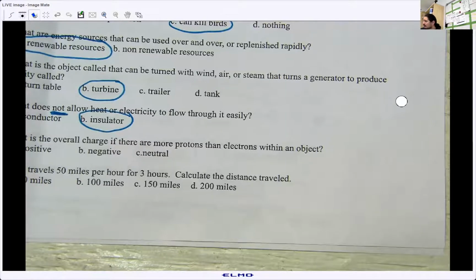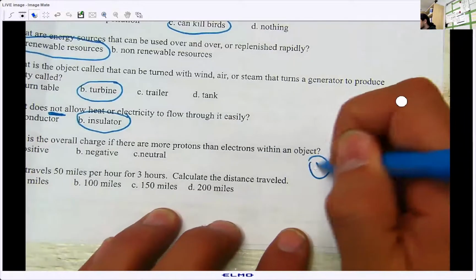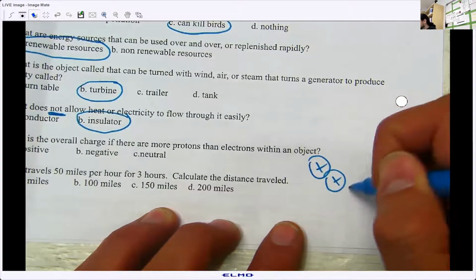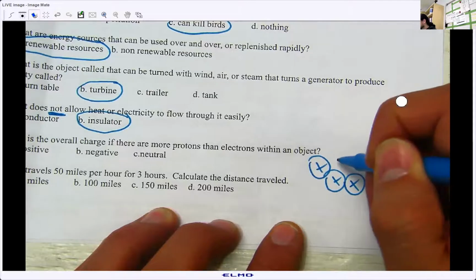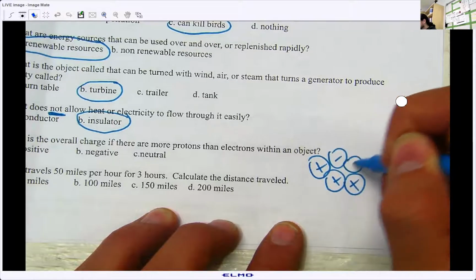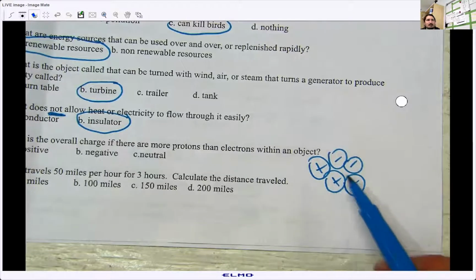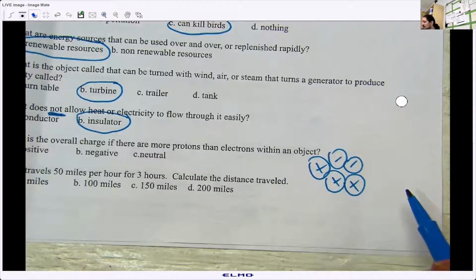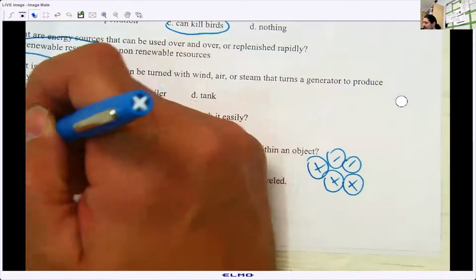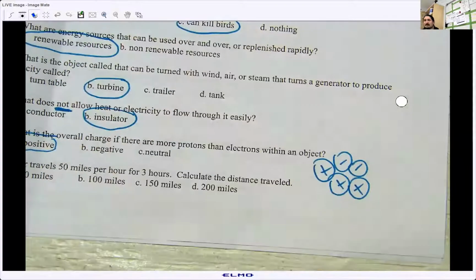What is the overall charge if there are more protons than electrons? Well, let's say that I have 3 protons and 2 electrons. The positive is protons. So if I have more protons, what's the overall charge going to be? Positive, right? It's going to be positive because I have more positive. All right, just a few more.